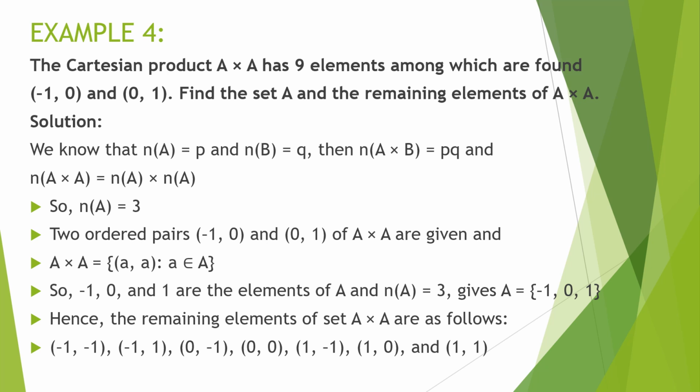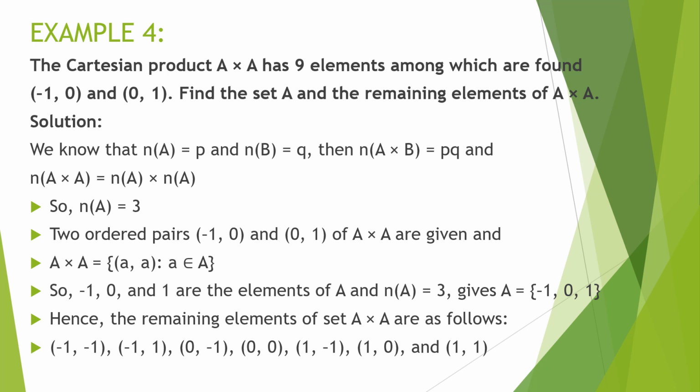So first of all, we know that if the number of elements in A is P and the number of elements in B is Q, then A cross B will have P into Q elements. Now here it is A cross A. So the number of elements in A cross A will be the number of elements in A into the number of elements in A. So 9 is equal to n(A) into n(A). That means the number of elements in A is 3.